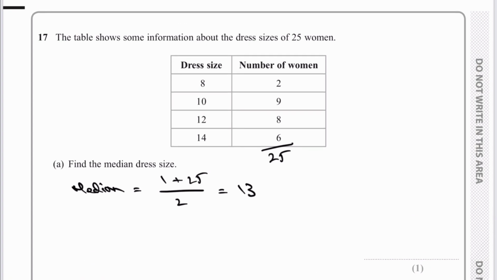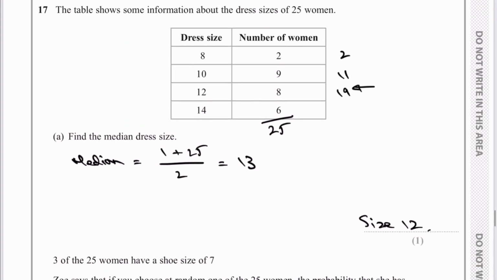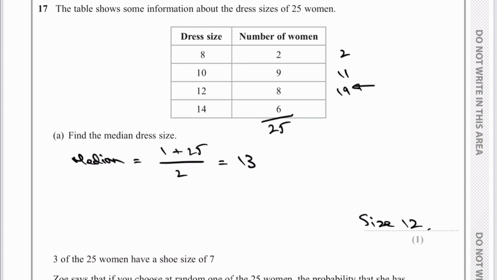Okay, so let's be a little bit careful. When we go back to our list here, we're looking for the 13th person. If you can imagine them all stood in a straight line, this would be the first 2 people, and then with the next 9, that would be the next 11 people, and then with the next 8, that would be the first 19 people. So actually the median person is in this group, right at the beginning of this group. So we can say that the median dress size is going to be size 12. Okay, and that would be the answer to that particular question. A little bit of working for 1 mark.